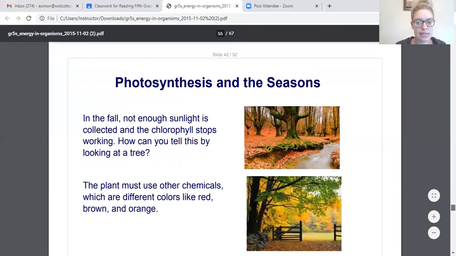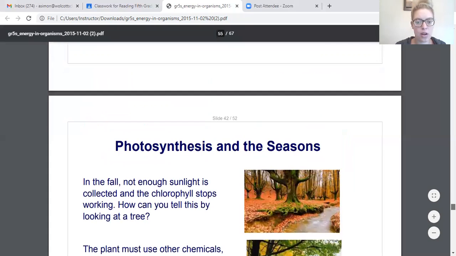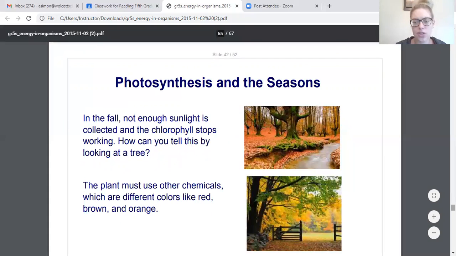So, photosynthesis and the seasons, okay? Our grass isn't always green. Our leaves aren't always green. So what does that mean? This kind of goes along with the seasons. So let's add this in our notes: photosynthesis and the seasons.